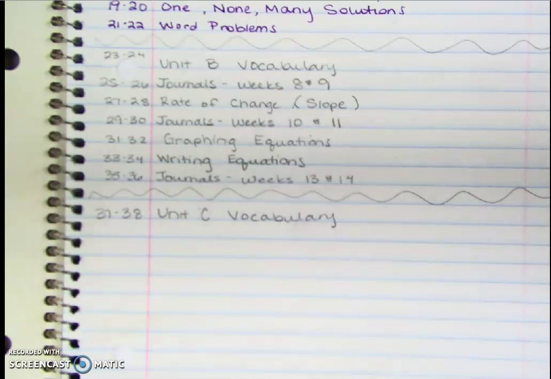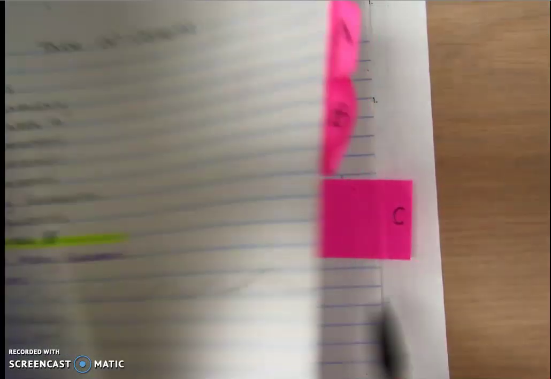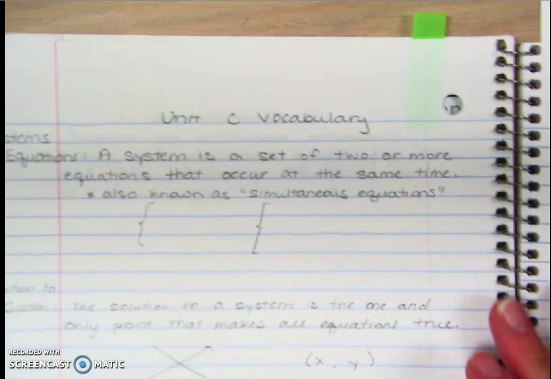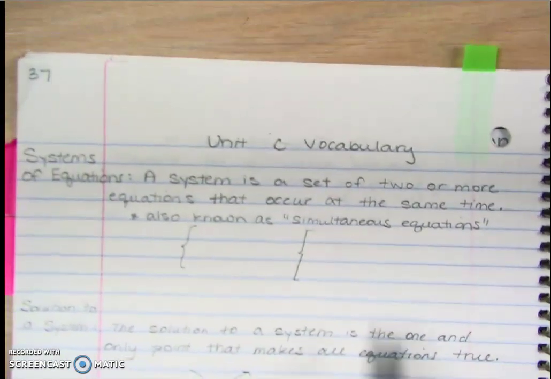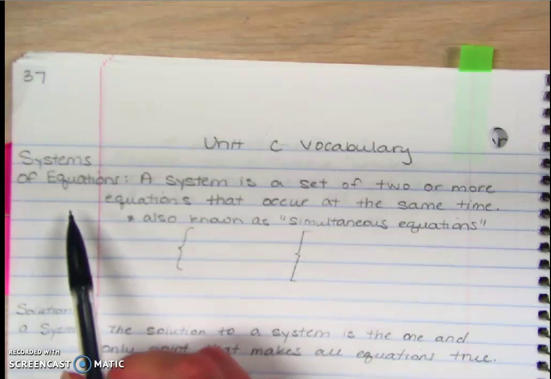So we really only have a couple of words to write down, but let's go ahead and fill those in on page 37. So if you turn to page 37, remember we want this little tab hanging off the side that says C for Unit C so that we can open right up to Unit C vocabulary. And right here on page 37 is where we're going to start. So the first word is system of equations.